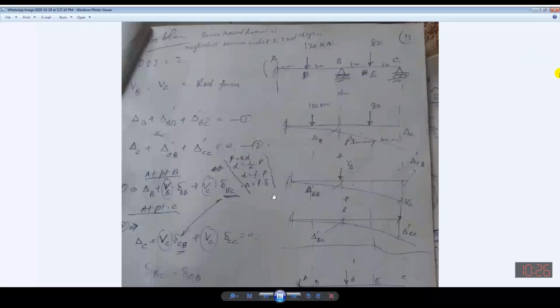This is necessary. Now, you need to redraw this one. Everybody is required to redraw this figure, this figure, this figure, this figure, and the remaining ones. Everybody, please redraw it.